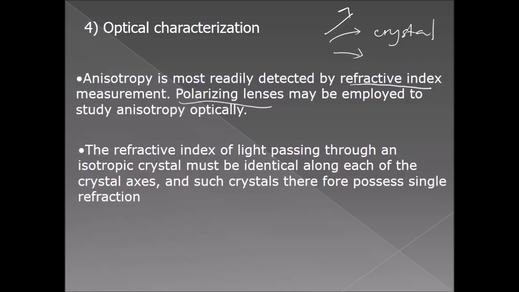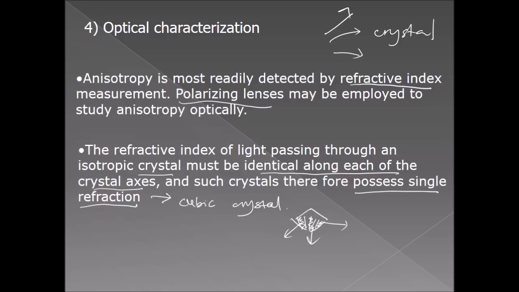The refractive index of light passing through an isotropic crystal must be identical along each of the crystal axes, and such crystals therefore possess a single refraction. This is talking about the cubic crystal. They have only a single refraction, and you don't see any difference in the shining. Like a diamond, you have some blue color, shining white color, they shine differently, so they are anisotropic. When isotropic, they shine with only a single refraction.